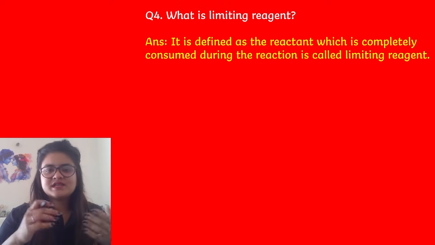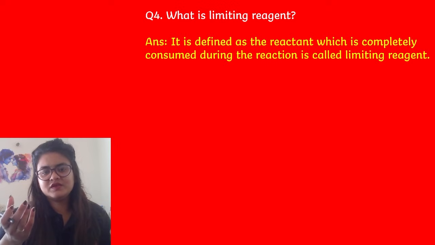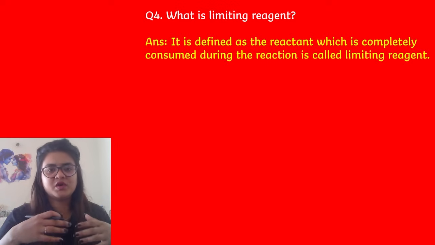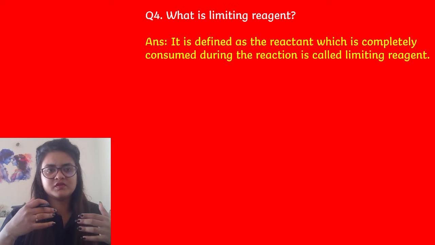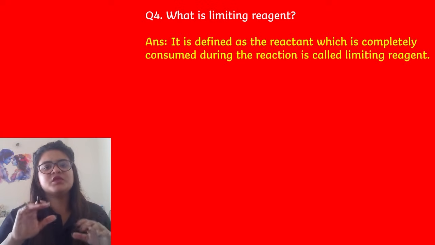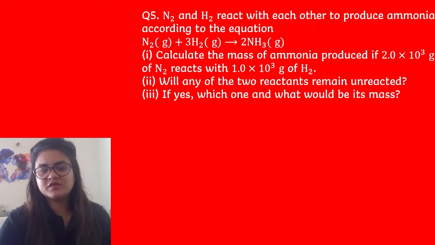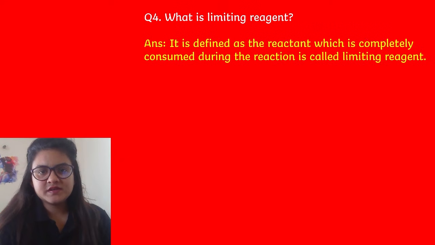For this you can give one example as well. Nitrogen and hydrogen will give you ammonia. If you are taking a lesser amount of hydrogen or a lesser amount of nitrogen, then because nitrogen is the limiting reagent, the reaction will stop even though hydrogen is in excess. Like that you can give one example. Okay, so let's proceed with the next question.